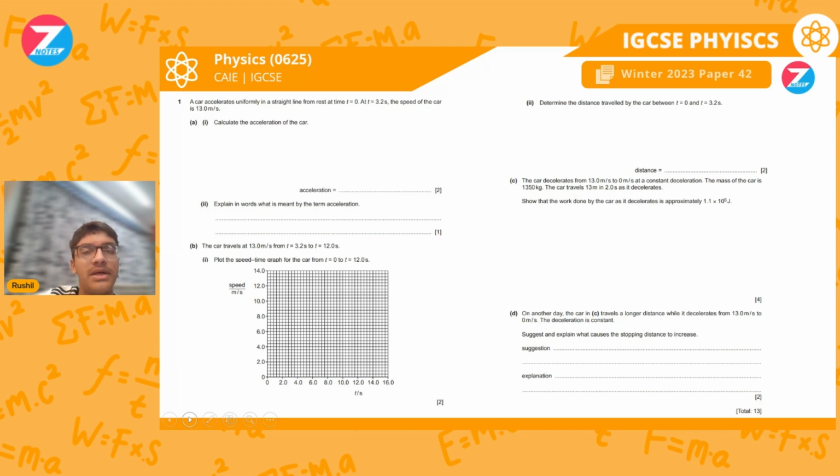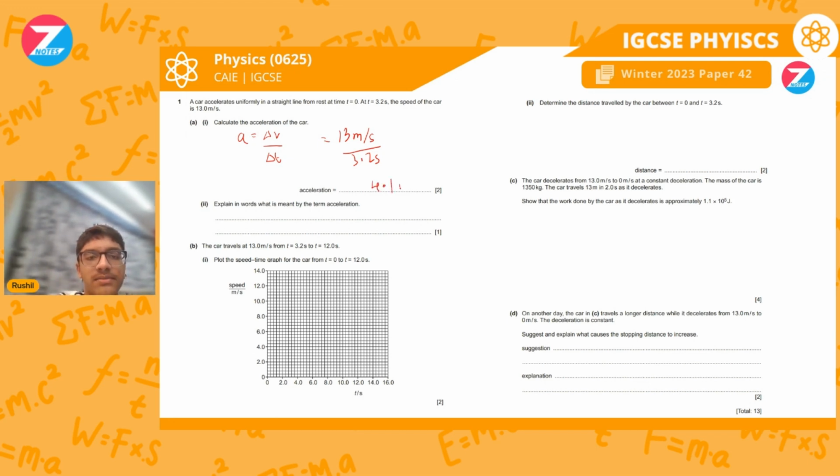As we know, acceleration is equal to the change in velocity by change in time. So here that is 13 meters per second, since it's from rest, divided by 3.2 seconds. So that is 4.1 meters per second squared.